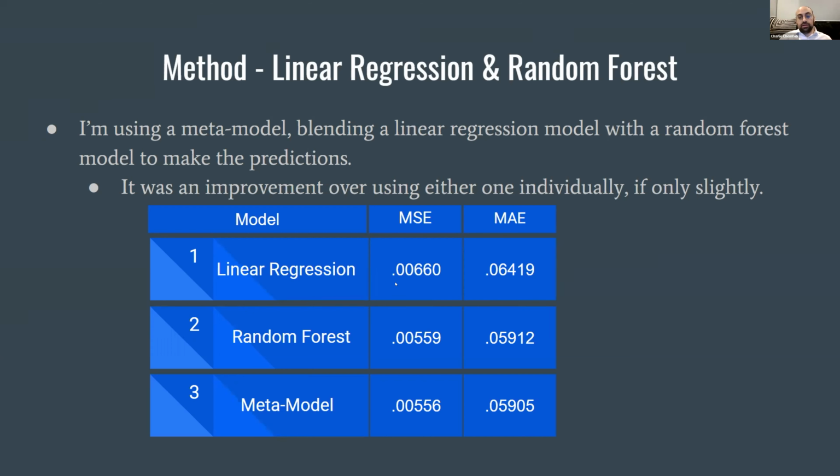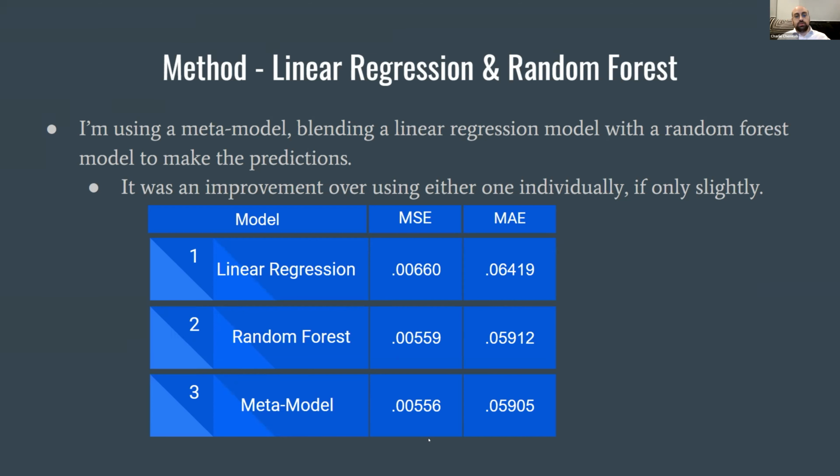As you can see here, my linear regression had a mean squared error of 0.0060. Now, these numbers are really low, but you have to realize that the target variables are under 1, and they tend to be close anyway, so the differences are not going to be that much of a difference. The linear regression had a mean squared error of 0.006060, and the random forest was 0.00559, and it's a slight improvement on the meta model, but still an improvement. So I figured I may as well use it.